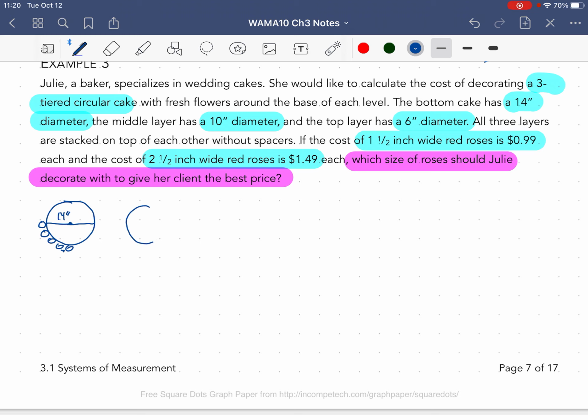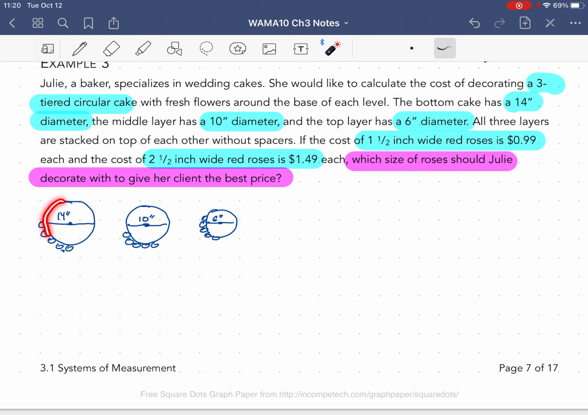Then there will be a 10-inch diameter. And then they'll put roses around this. And then there will be a 6-inch diameter. And again, roses all the way around it. So we're going to have to figure out how many 2.5-inch roses it would take to go around all of these, and how many 1.5-inch wide roses it would take to go around all of these.